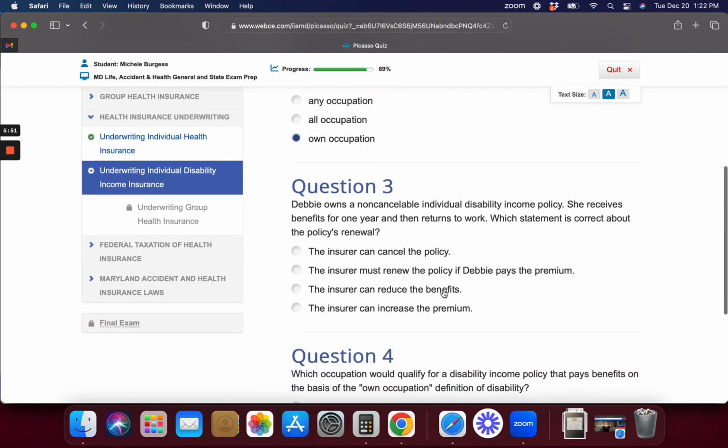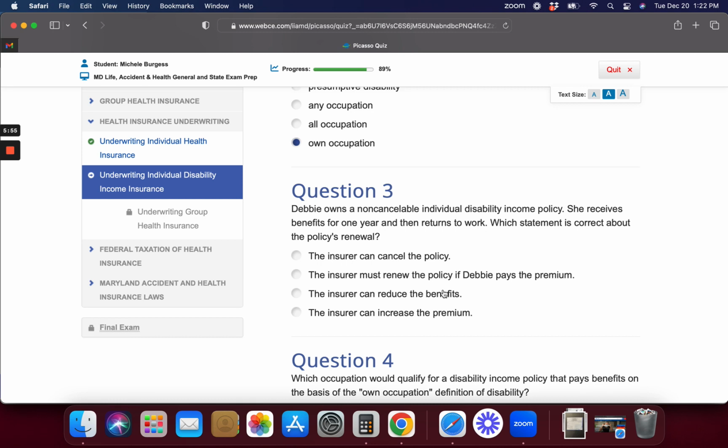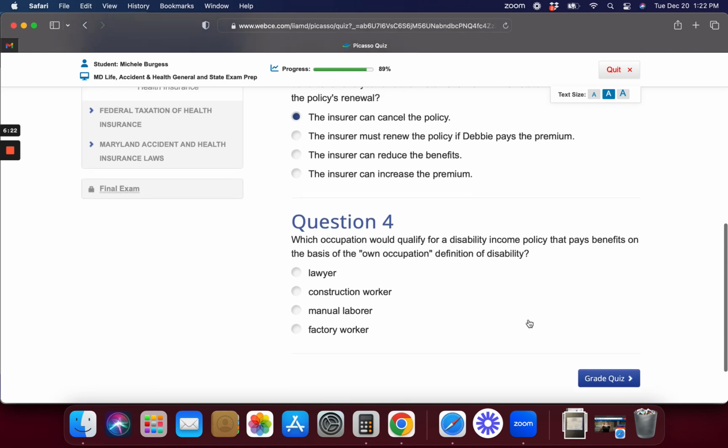Maybe own occupation. All right, Debbie owns a non-collapsible individual disability income policy. She received benefits for 1 year and then returns to work. Which statement is correct about the policy's renewal? The insurer can reduce the benefits, can increase the benefits, can cancel the benefits, and the insurer must renew the policy if Debbie pays the premium. Insurer can cancel the policy. Which occupation would qualify for a disability income policy that pays benefits on a basis of its own occupation definition of disability? Maybe lawyer. The lawyers usually have their own occupation.